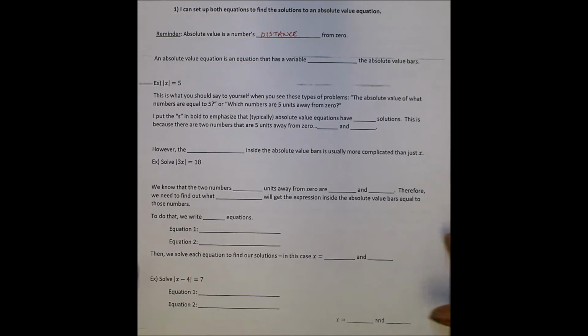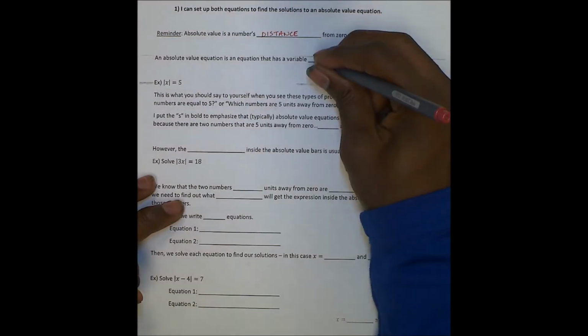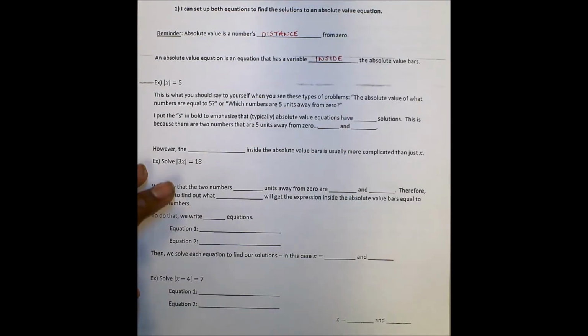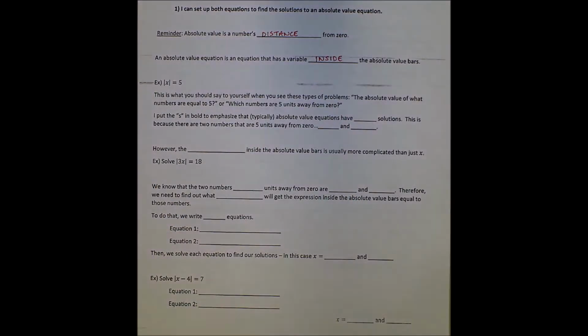Okay, an absolute value equation is an equation that has a variable inside the absolute value bars. Okay, just because it has absolute value in it somewhere doesn't make it an absolute value equation. It has to have a variable inside the bars. Okay, so let's look at our first example.